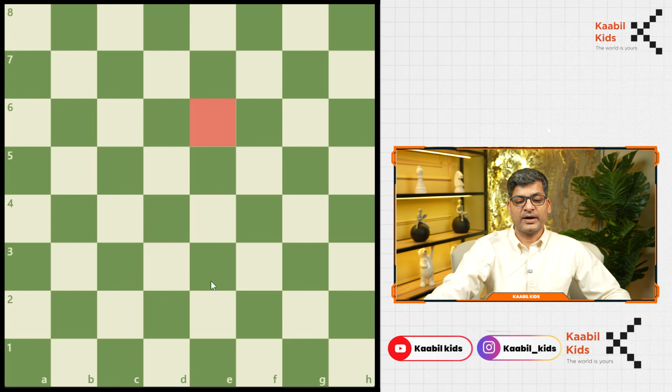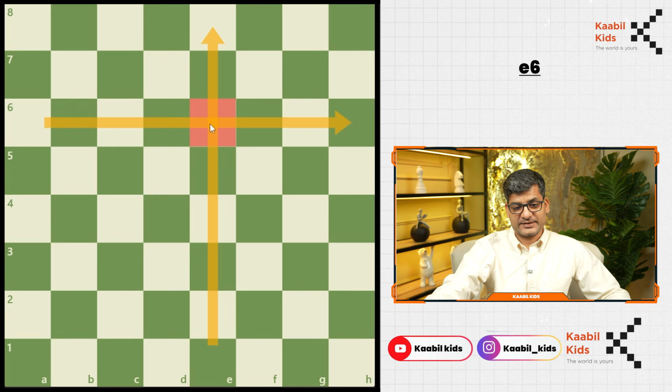So this is file E. Okay, so this square is in the file E and this is in the rank 6. So therefore the name of the square is going to be E6.